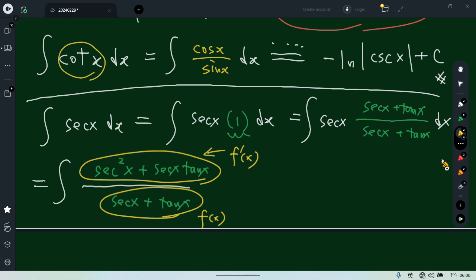Right? When we differentiate tangent x, we get secant squared x. Try to imagine that if you differentiate tangent x, you get this one. If you differentiate secant x, you get secant x tangent x. Hey, you forgot the rule, right?